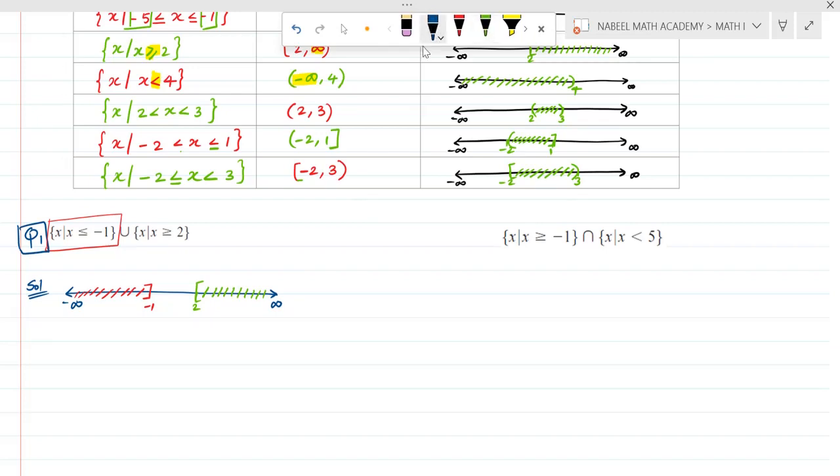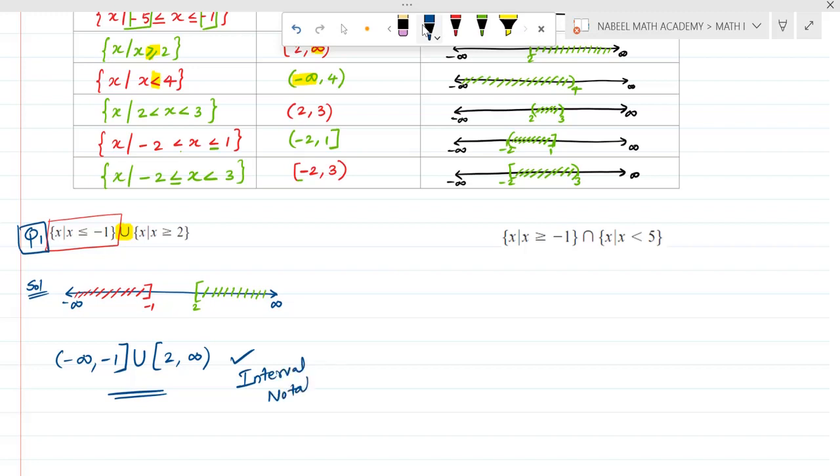So how will you write it? The interval notation. So this is minus infinity comma minus 1, which is closed. And since it is given as a union, I have to write the union here. Then this is 2 comma infinity. That's it. So this is the interval notation, and this is the graph, and the given question is in the set builder form.